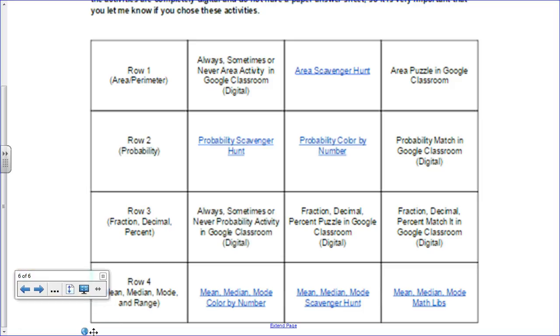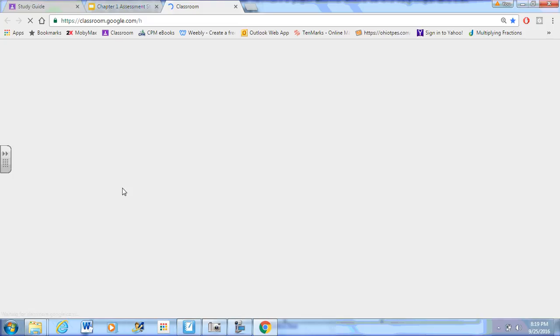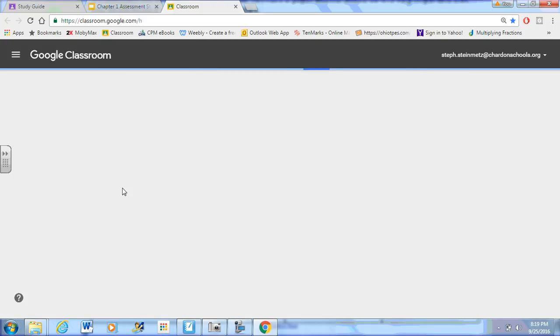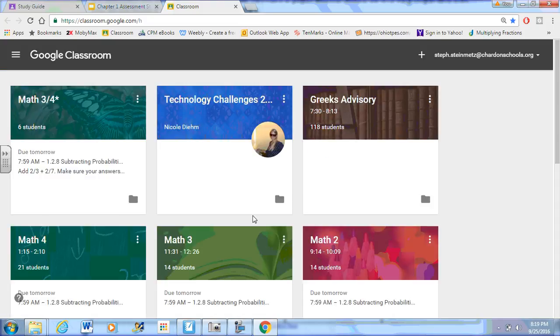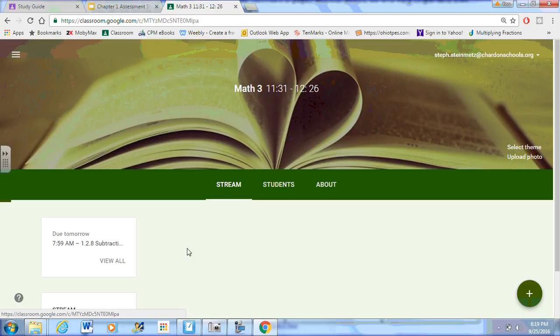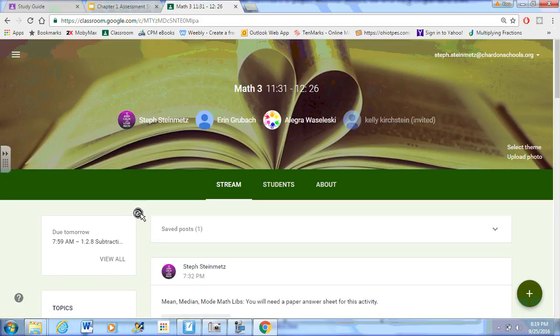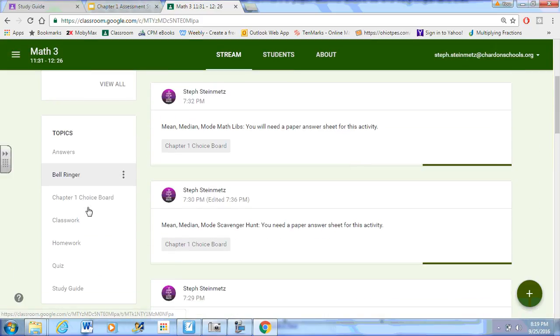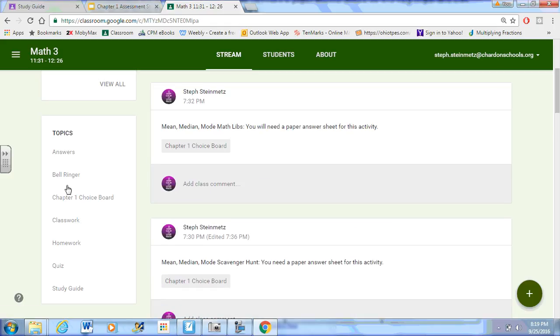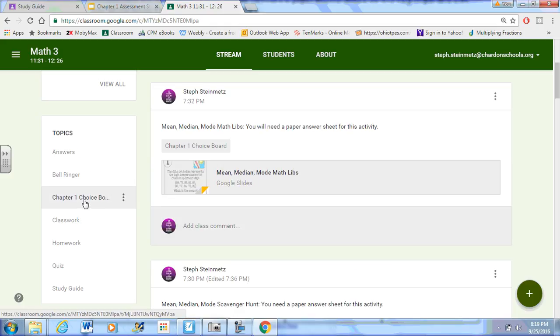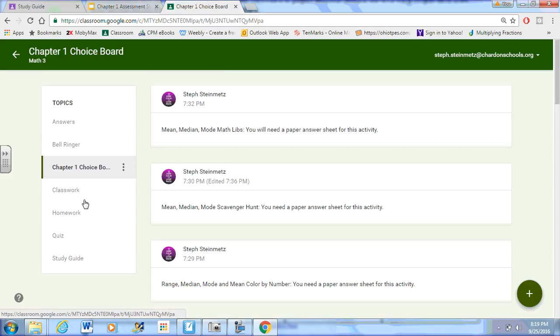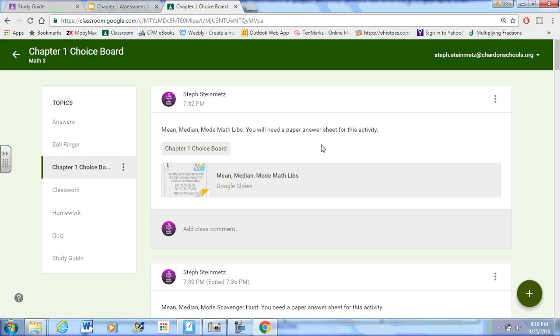And then if we go into and look at Google Classroom again, this time I'll click on third class. It doesn't really matter for me which class I'm choosing. Notice in the topics, there's a topic called Chapter 1 Choice Board. If you choose that, all of the choice board activities will show up. They're going to be in backwards order from the way I entered them in.